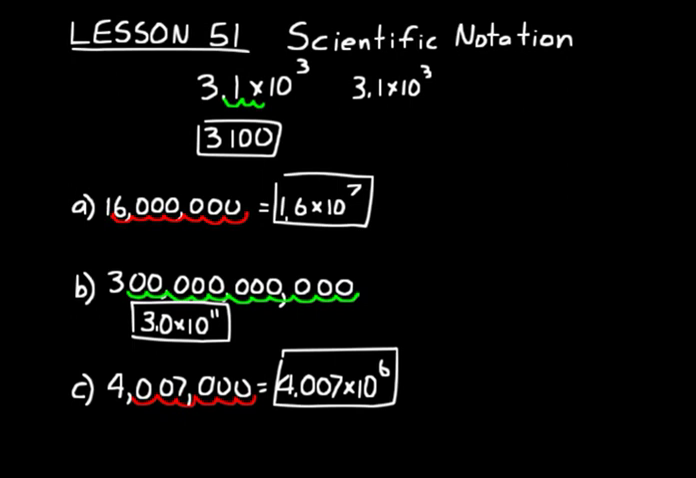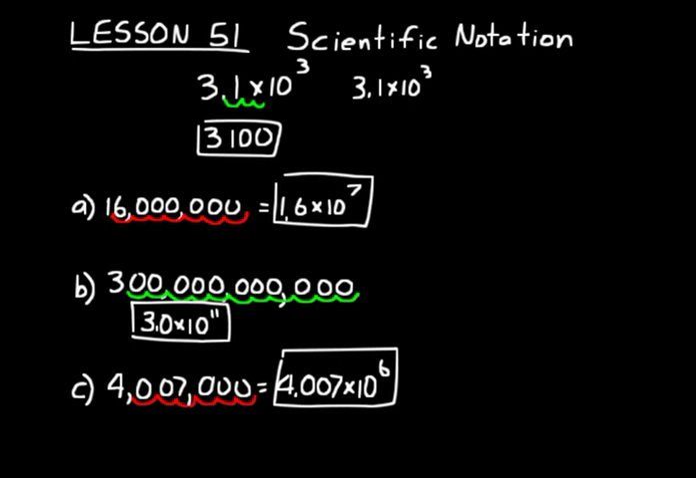4.007 times a million. That's what 10 to the 6th is, right? A million. 4.007 times a million is equal to 4,007,000. Now let's just think about something for a second. Why would you need scientific notation? Well, there's a couple of reasons.